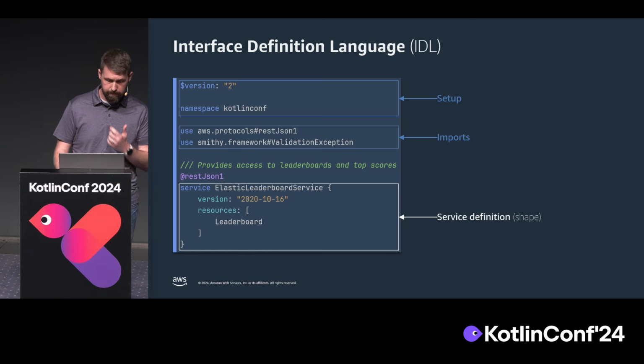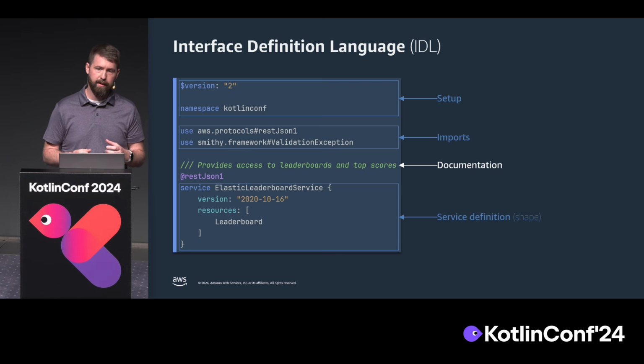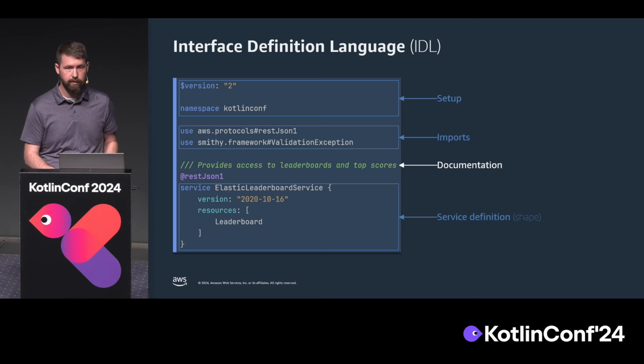Here we have a documentation comment. A triple slash is a special type of comment in Smithy that is going to attach that documentation to the shape that comes immediately after it.